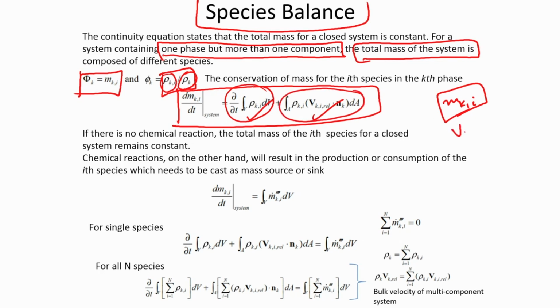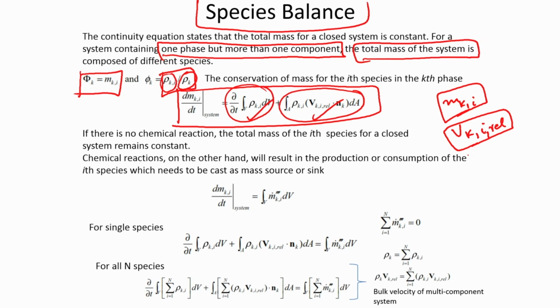Remember here the velocity is V k I relative. That means this is the relative velocity of the ith species in the kth phase. And this rho k I is nothing but the density of the ith species in the kth phase. So, if there is no chemical reaction, for example, the total mass of the ith species remains constant.